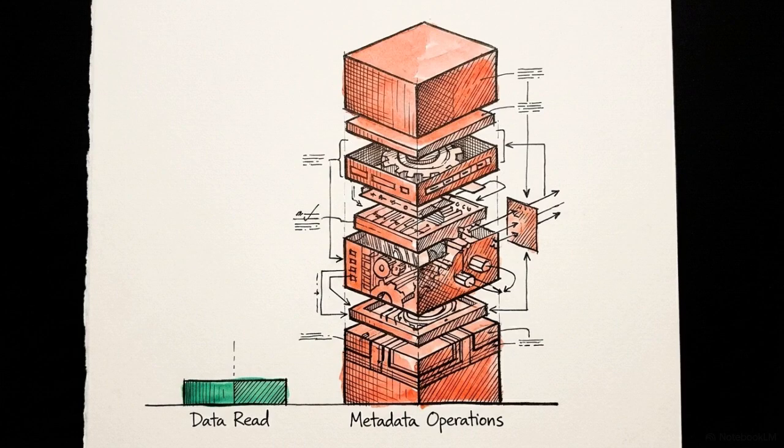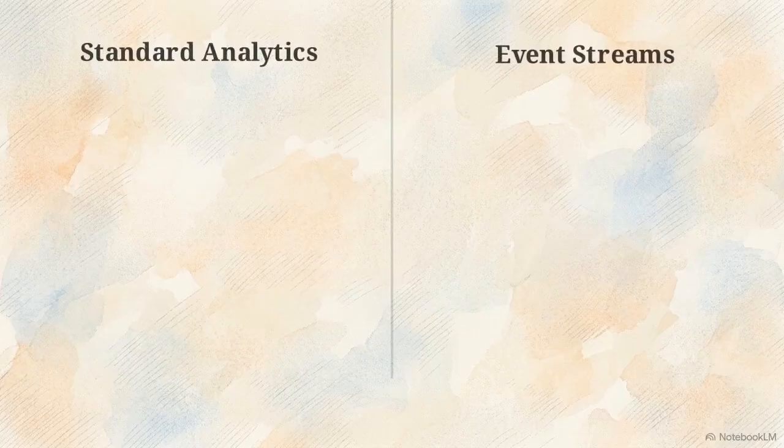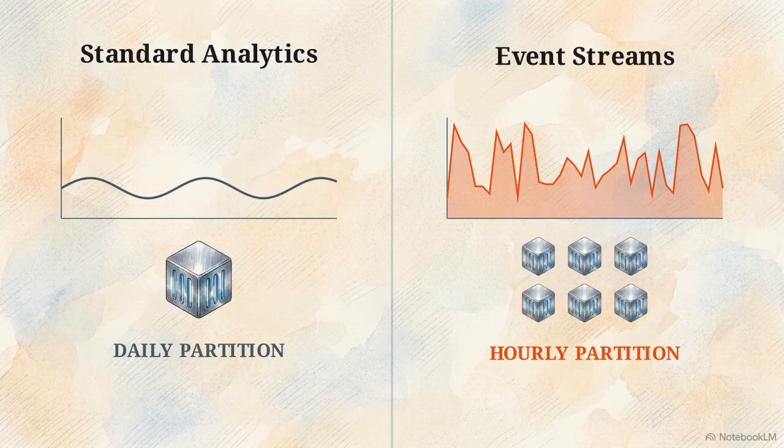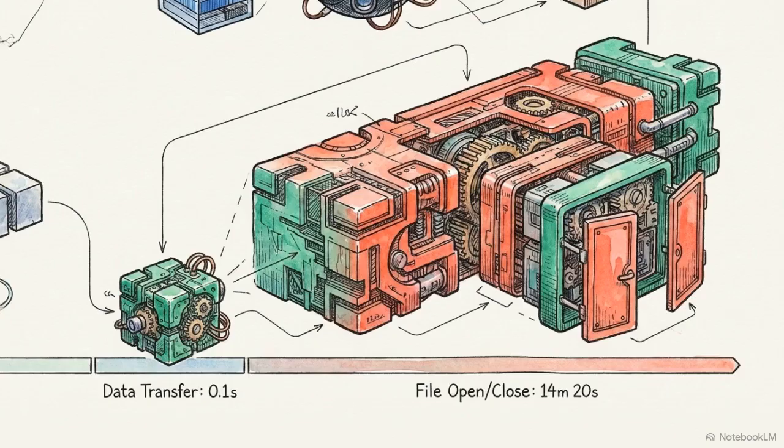The reliable heuristic here is to align your partition grain to your overall data volume. Daily partitions work for standard analytics, while hourly makes sense for massive event streams. Over-partitioning creates a system that is logically correct, but physically slow and expensive due to self-inflicted file friction.